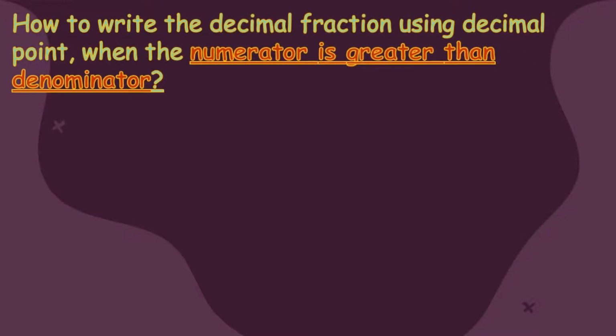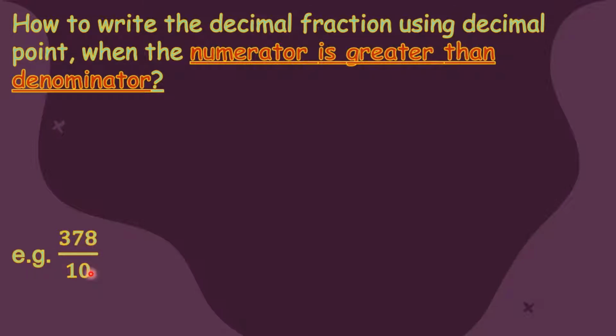Now, let us learn how to write the given decimal fraction using a decimal point. First, we will learn how to write the given decimal fraction using a decimal point when the numerator is greater than the denominator. So, we have the example 378 upon 10. This is a decimal fraction with a greater numerator than the denominator.